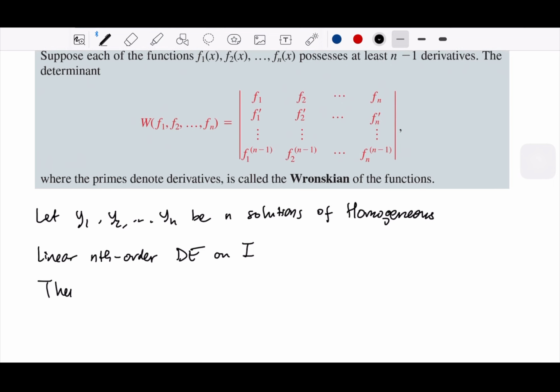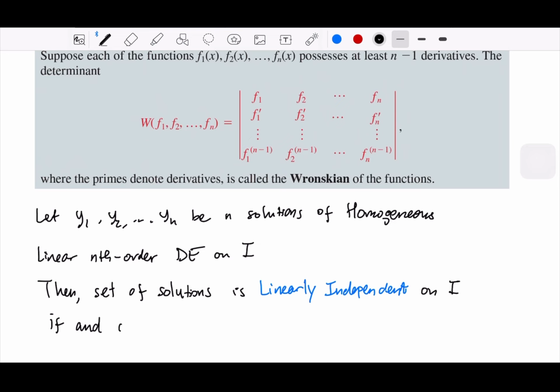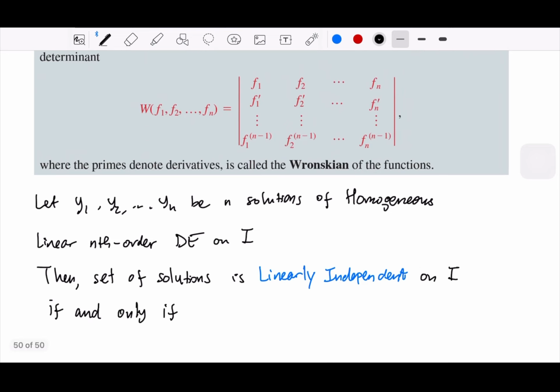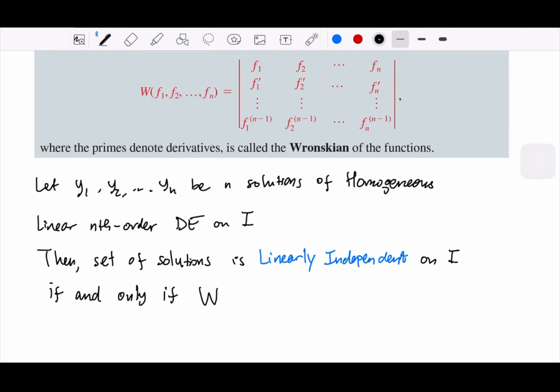Then the set of solutions is linearly independent on interval I if and only if the Wronskian, written with W like this, of all the solutions up until yn is not equal to 0 for every x in the interval.